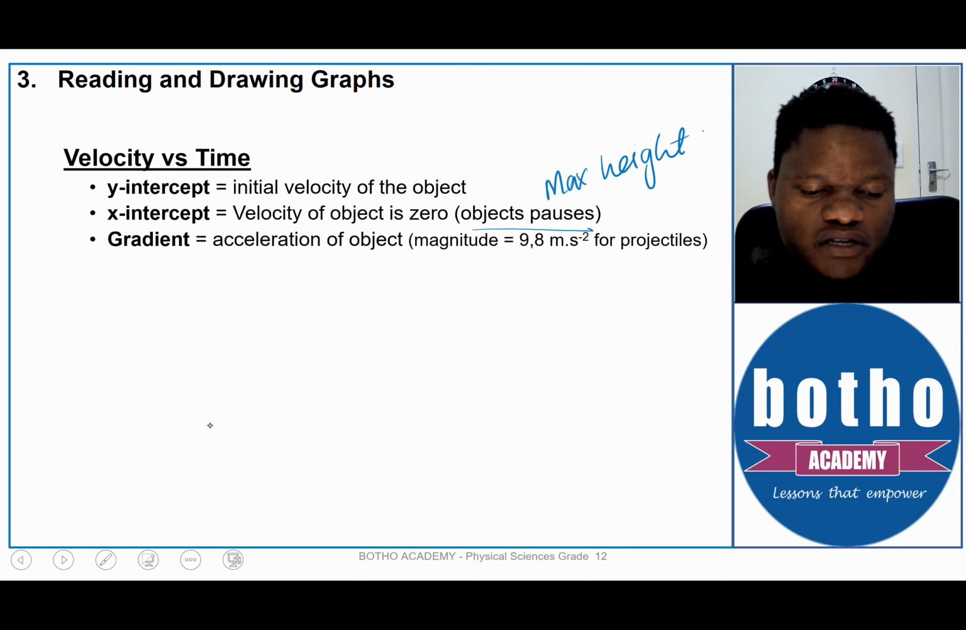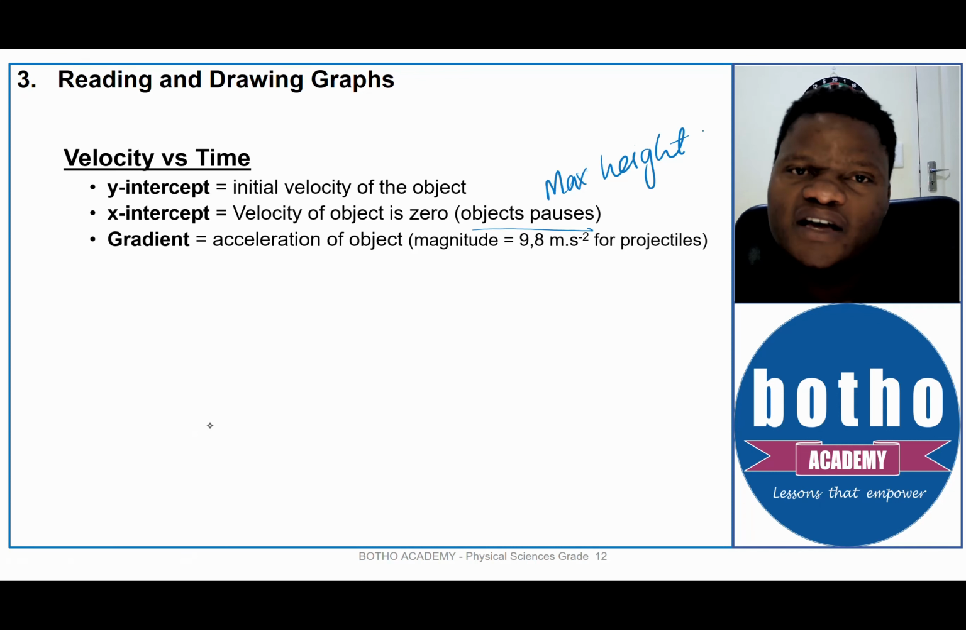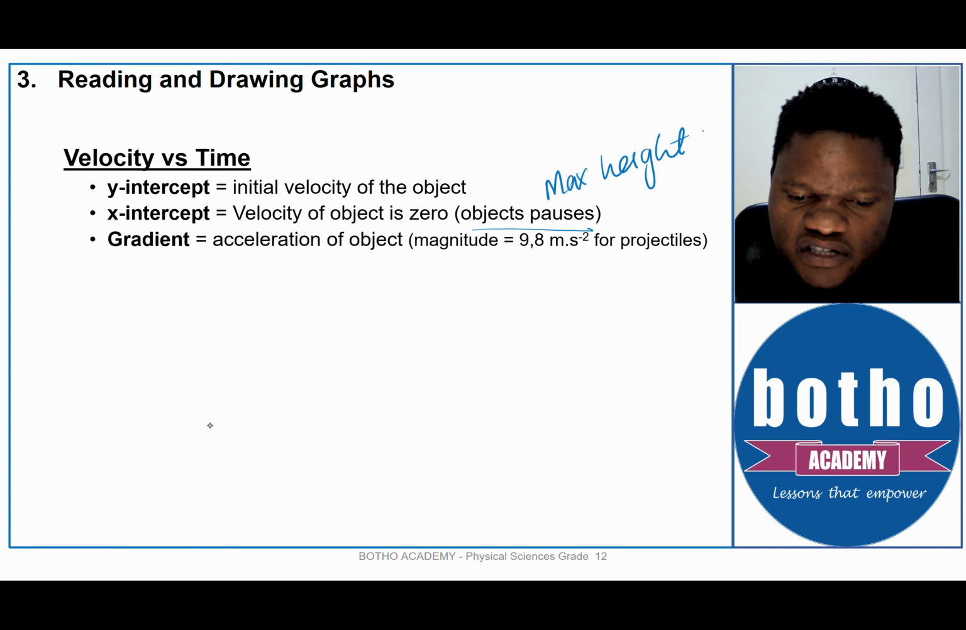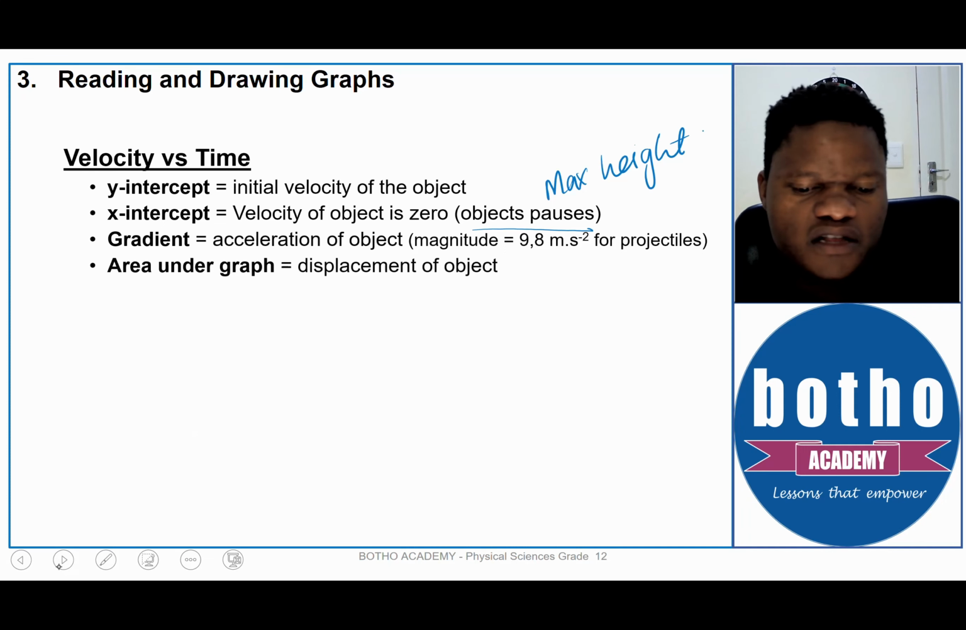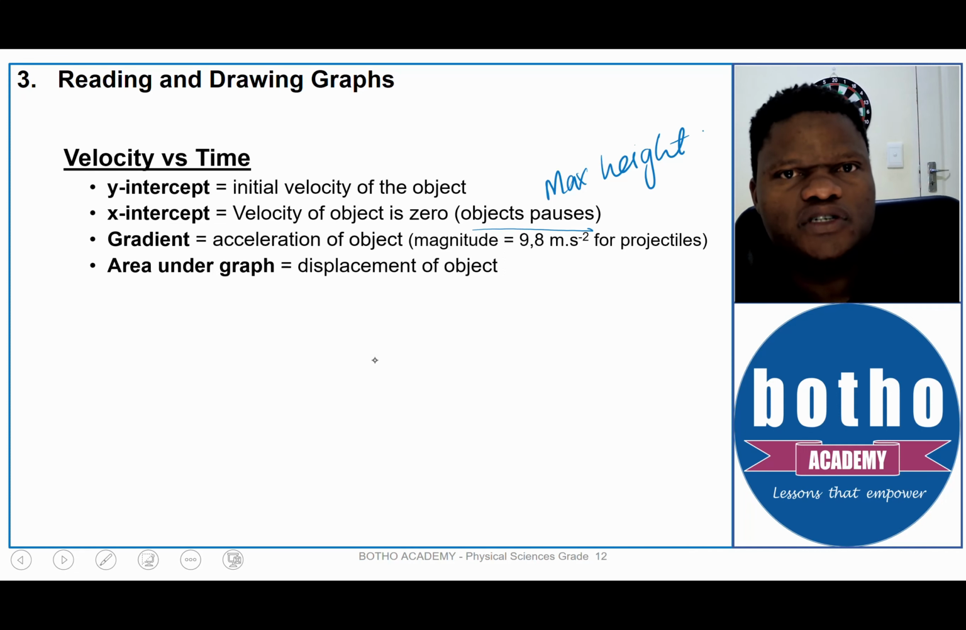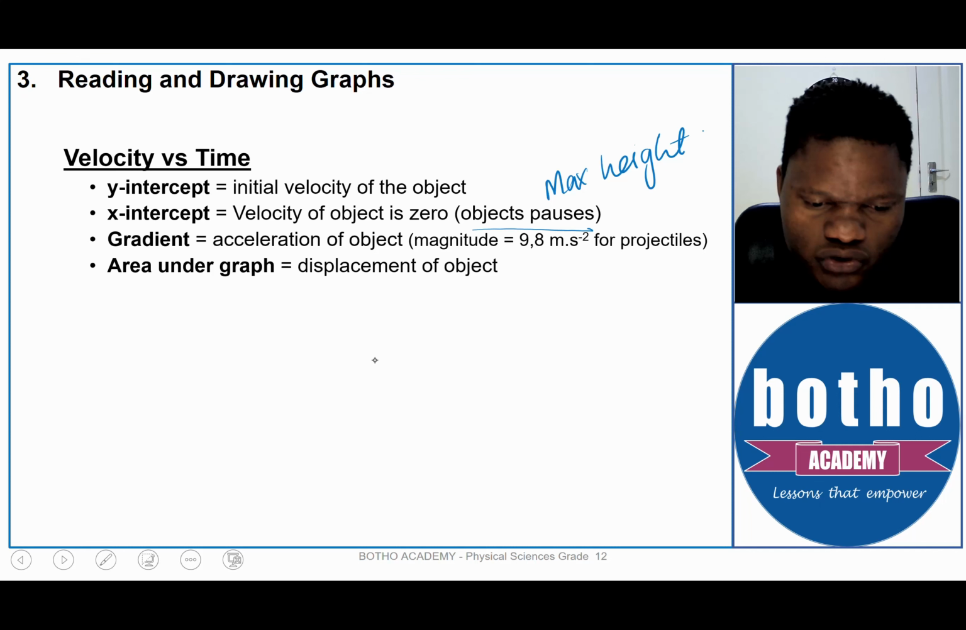The gradient of the velocity versus time graph represents the acceleration. Of course, it makes sense because acceleration is constant, and the straight line will represent a constant gradient there. And the area under the graph will represent the displacement. These are not the types of questions that we usually encounter, but anyway, we still need to know them.